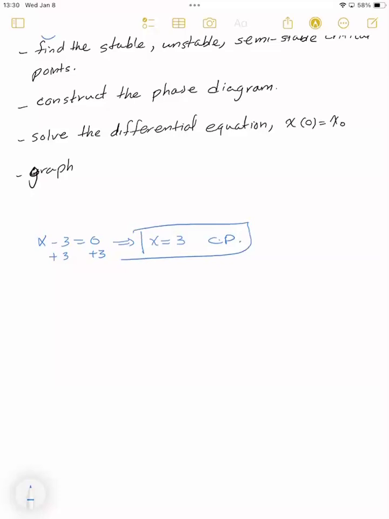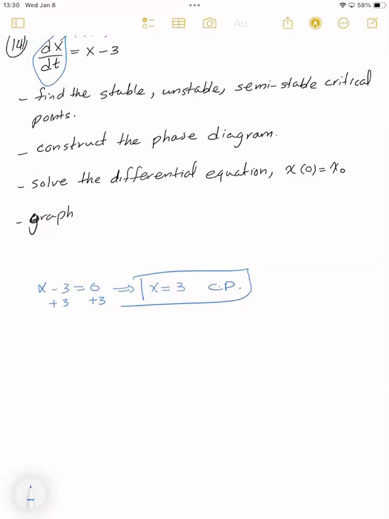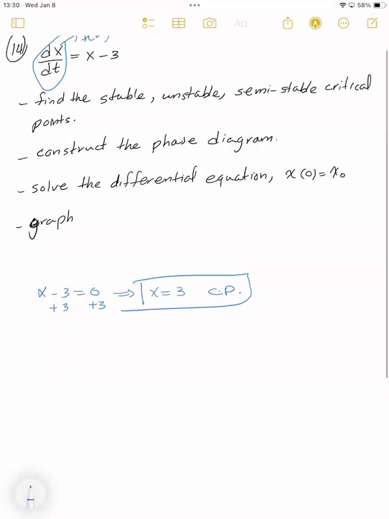And then we want to know if this critical point is stable or unstable, but sometimes it could be semi-stable. And for stable, if you remember from the previous section, is when the graph is going to become like this. These are the kind of graph we get for stable. We call it a funnel. I'm sorry, for unstable. Get a funnel.